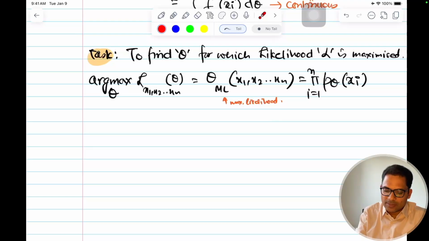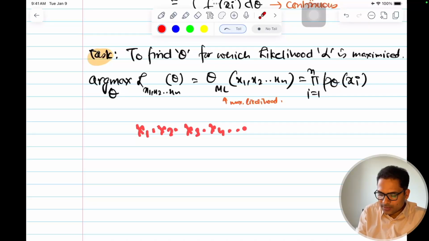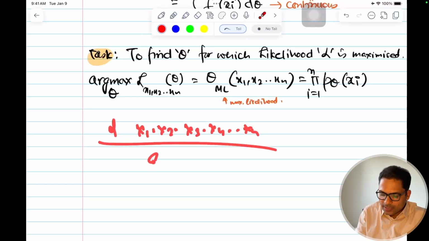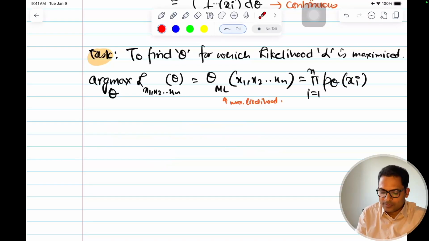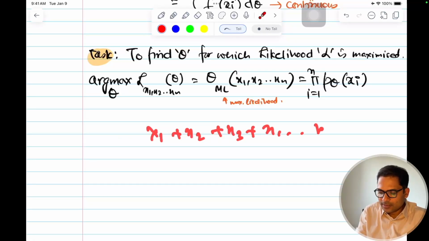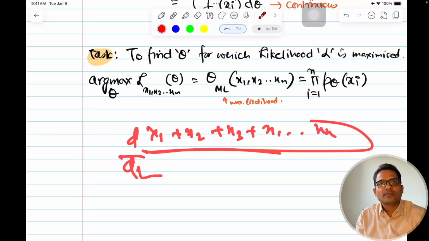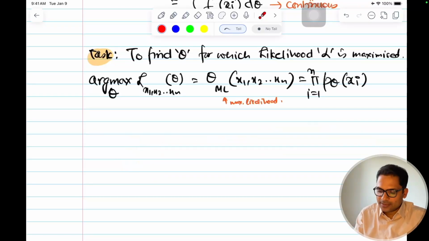So if you have multiple variables, x1 into x2 into x3 into x4 like that till xn, and I want to do d by dx of this, this will be difficult. If I have x1 plus x2 plus x3 plus x4 like that till xn, and I want to do d by dx of this, then this will be easier, right? So let's make it easy.